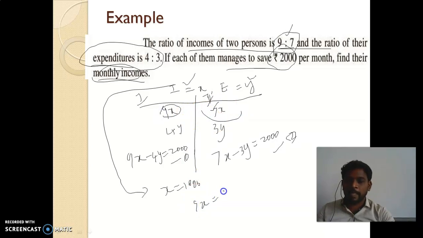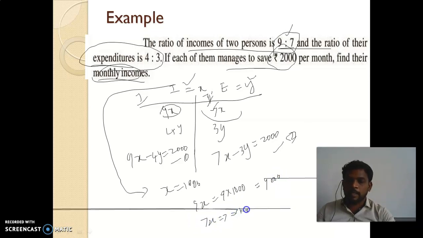So the first person income is nothing but 9x. You can multiply your x value with 9. So if x is 1000, the income of the first person is nothing but 9000. And income of the second person is 7x equal to 7 into 1000 equal to 7000. Here just approximately I took x equal to 1000. You can put your exact value after solving equations 1 and 2.